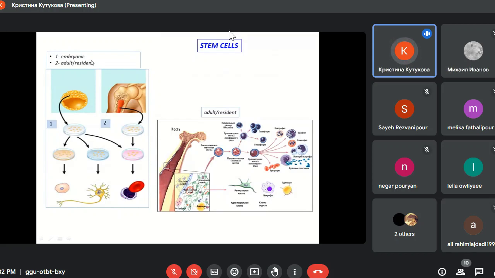Embryonic stem cells can be taken from an embryo, and if we cultivate them, we can grow any cell type from them. But from a resident stem cell, the hematopoietic one, we can grow only cells of blood, not neurons and not intestinal cells.